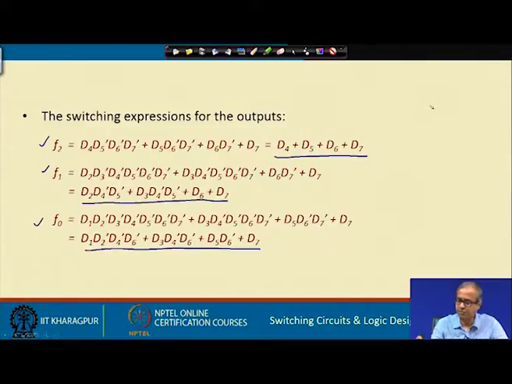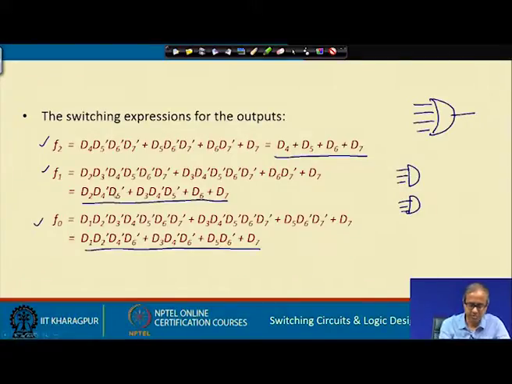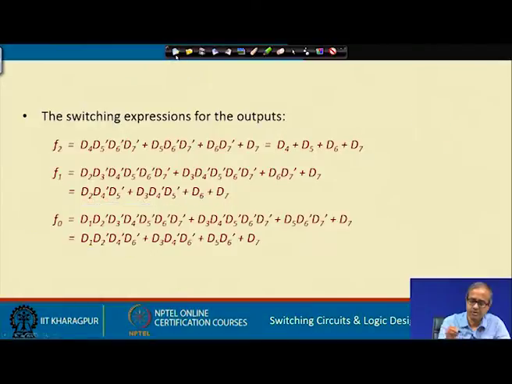F2, for example, will require a single OR gate, nothing else is required. F2 will require a single 4 input OR gate, for D4, D5, D6, D7. F1, for example, will be requiring 2 AND gates, 3 inputs each. Well, of course, here some NOT gates are also needed, some are bar at the D4, D5 bar, and D6, D7 are direct. So, there will be an OR gate connected, D6, D7 will be direct. Similarly F0.